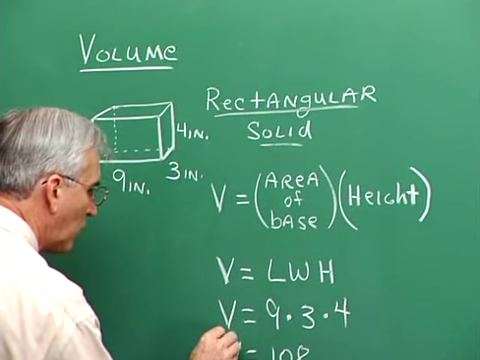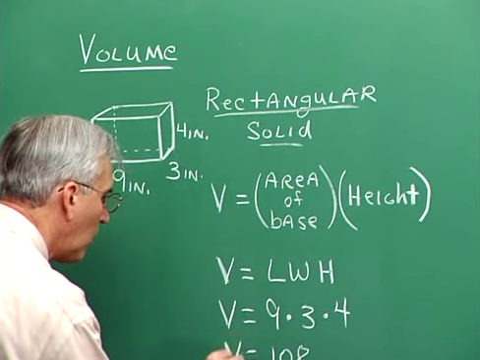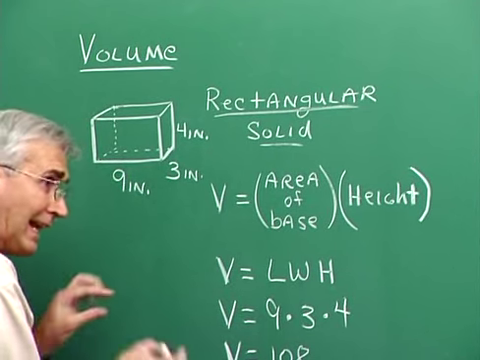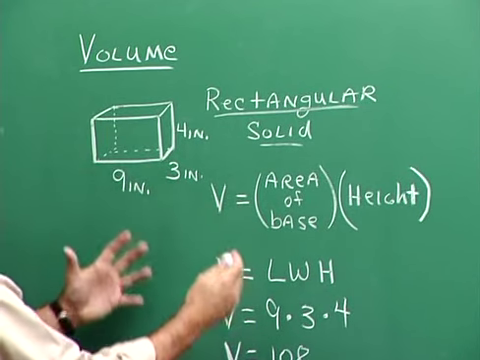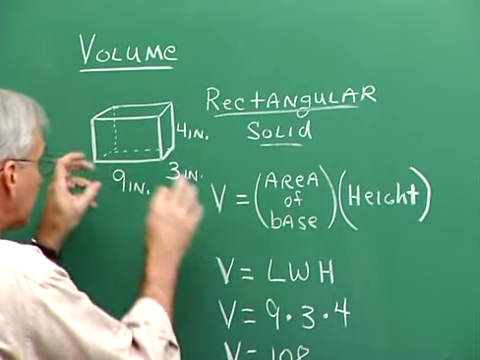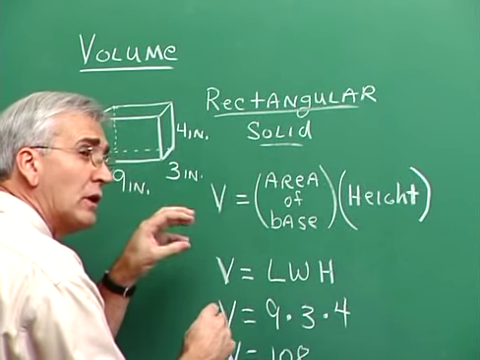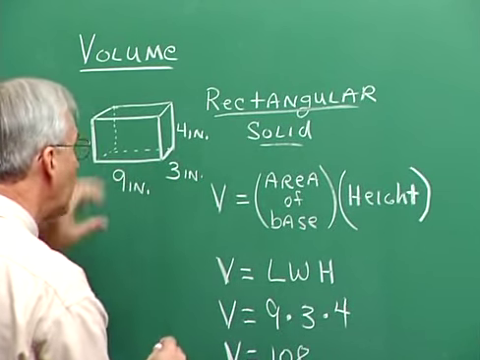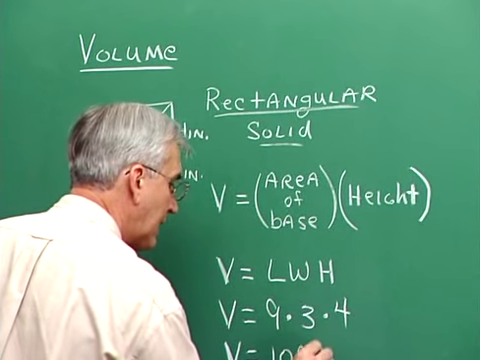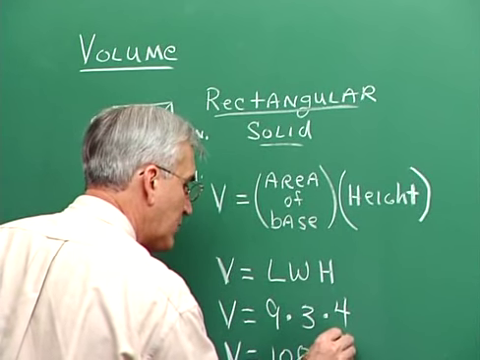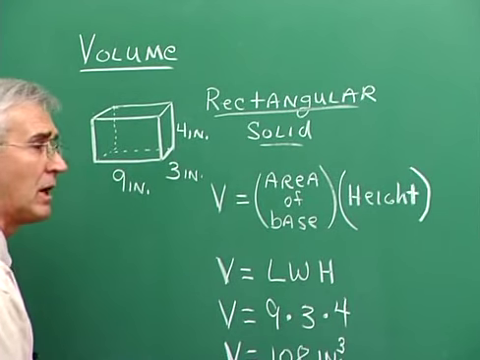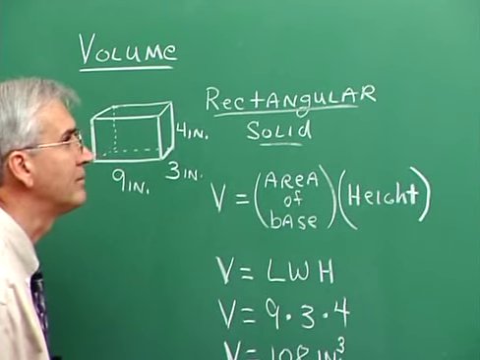Now 108, what is 108 what? Well, we're measuring in cubes, in little tiny cubes, and we're saying that it would take 108 little tiny cubes that are each a cubic inch to fill that box. So 108 cubic inches for the volume of the box, or the rectangular solid.